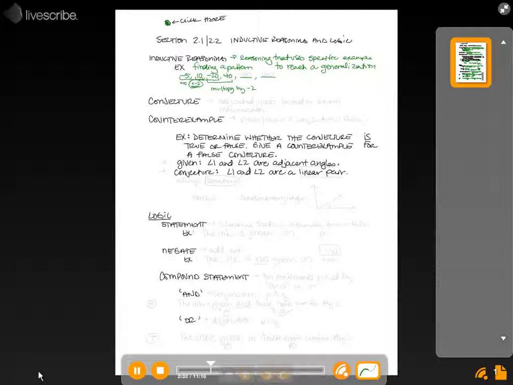Now I want you to come up with the fourth and the fifth. So we're going to take 40 multiplied by -2, and we get -80. Multiply by -2, we get +160. And that's an example of inductive reasoning.